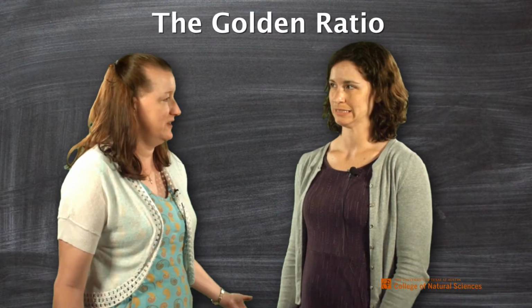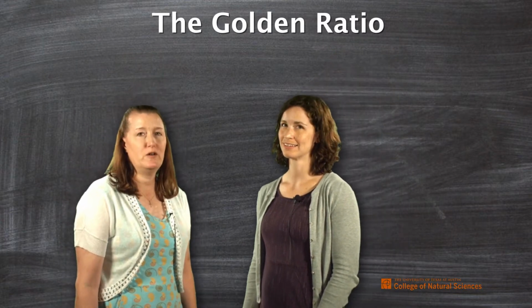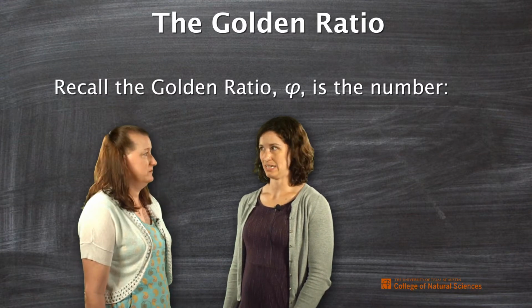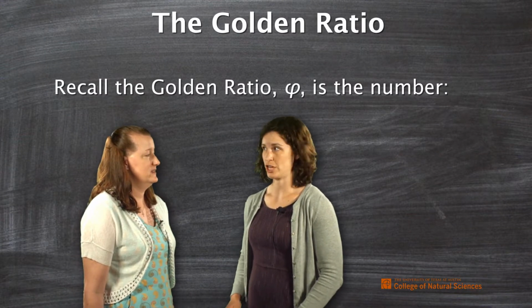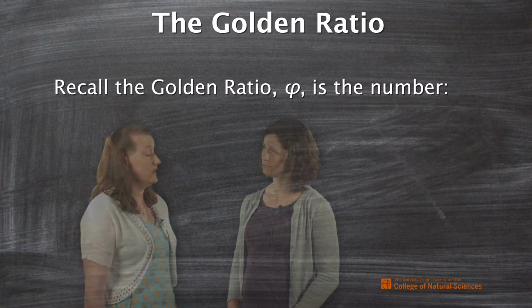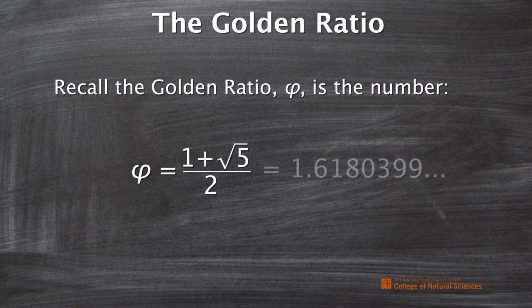Today we're going to talk about the golden ratio and see some ways that it's in our world around us. First of all, recall that the golden ratio is a fixed constant, never changes, just like pi. We use the Greek letter phi to represent it. It's precisely equal to the quantity 1 plus the square root of 5, divided by 2, or approximately 1.618.